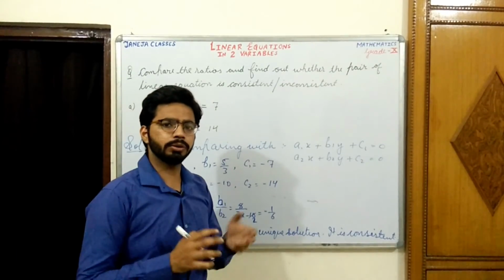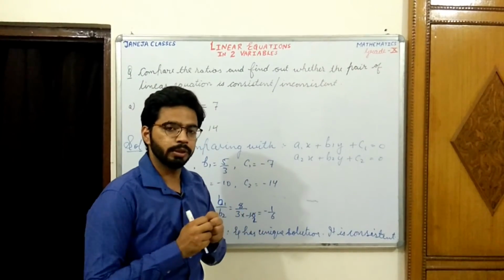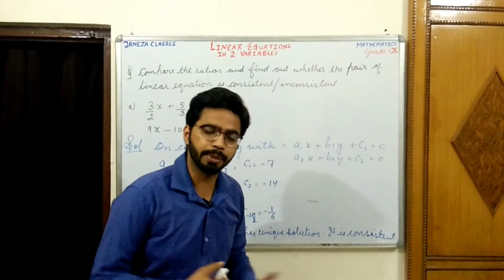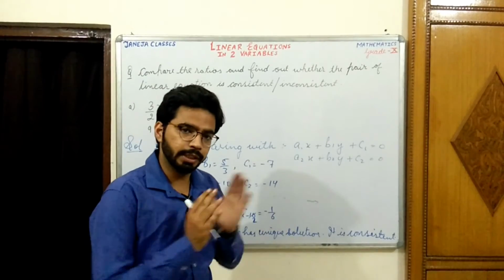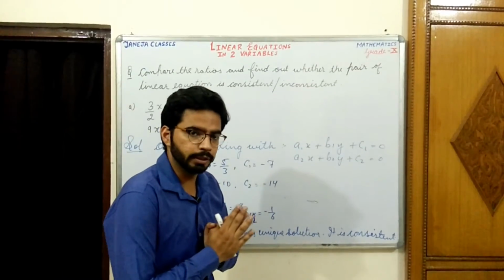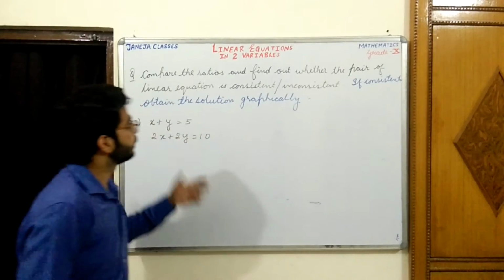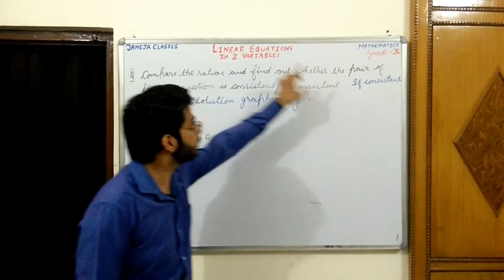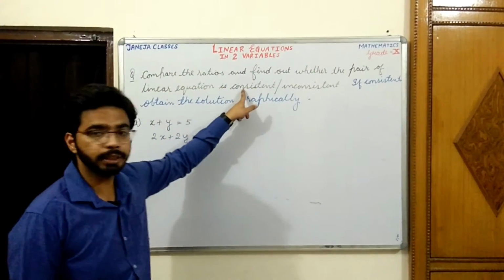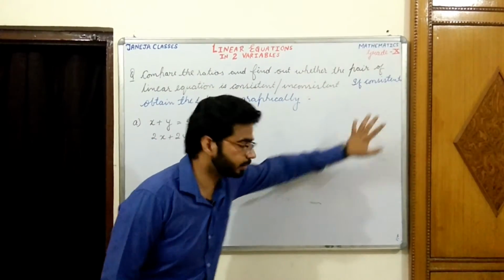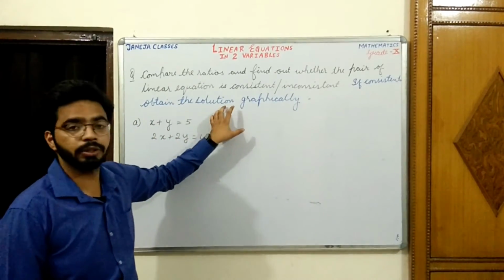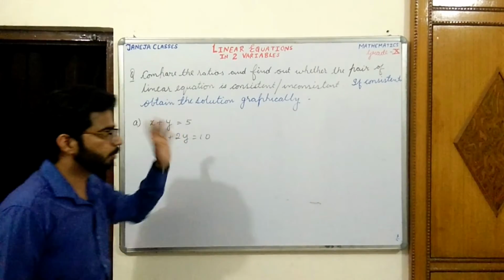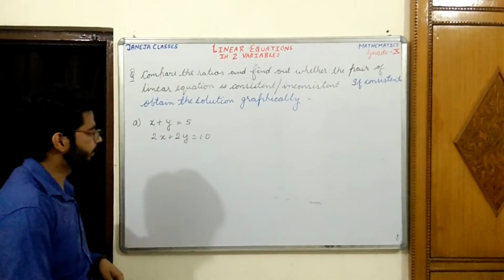On this basis, we are now trying to merge both the concepts. We have done consistent, inconsistent, unique solution, infinitely many solutions and no solutions. This concept we are going to merge with the graphical method. Okay. See, we are ready with the next question now. Again, we have to compare the ratios and find whether the pair of linear equations is consistent or inconsistent. If it is consistent, then obtain the solution graphically. So both of the concepts we are going to use here. It's a little bit of a fast revision of the concepts.